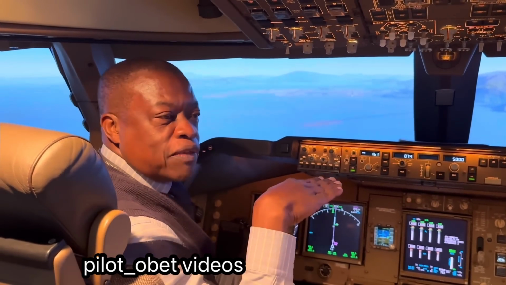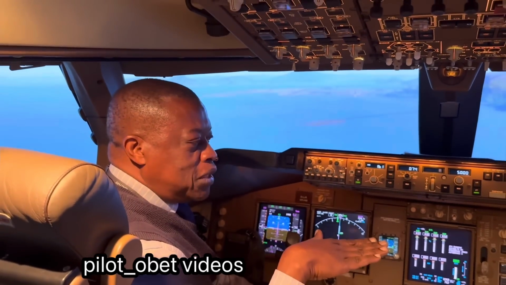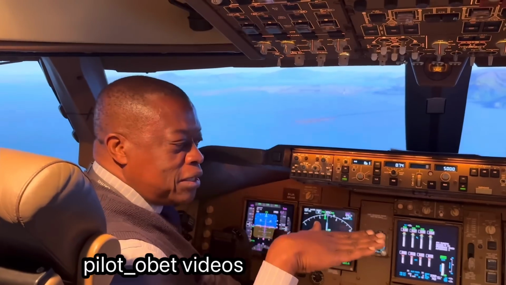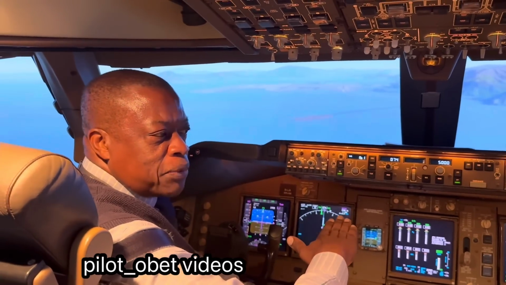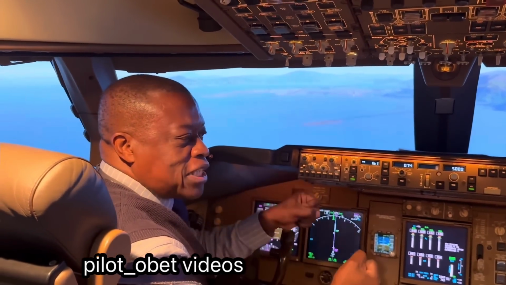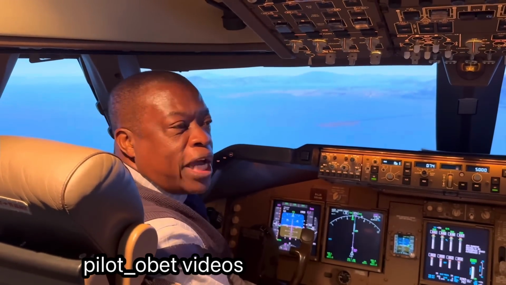So because of that, we maintain a crab, and as we get down below into the flare, we can squeeze the rudder a little bit, which straightens the wing, and we keep wings level and touch down, and then we're back into the issues that we had on takeoff.